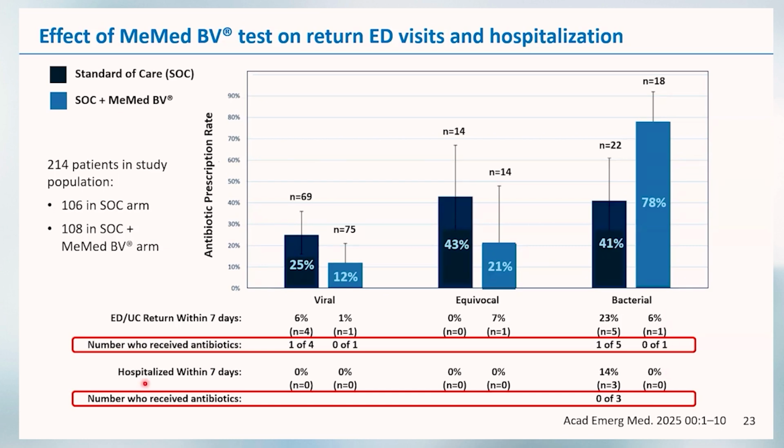Interestingly, in terms of hospitalization, 3 of those who had bacterial scores but no knowledge of that score when the antibiotics were prescribed returned, and none of those three received antibiotics, as you would expect. So the actual use of antibiotics and the return within 7 days or hospitalization within 7 days is completely consistent with the idea that the test can do very good antibiotic or bacterial viral discrimination.